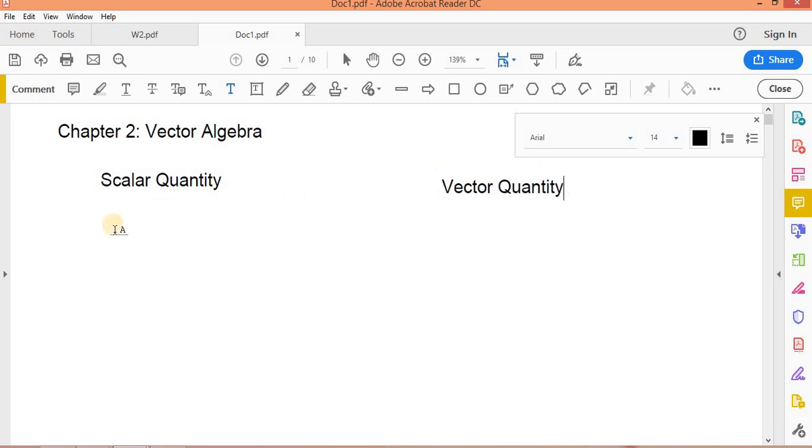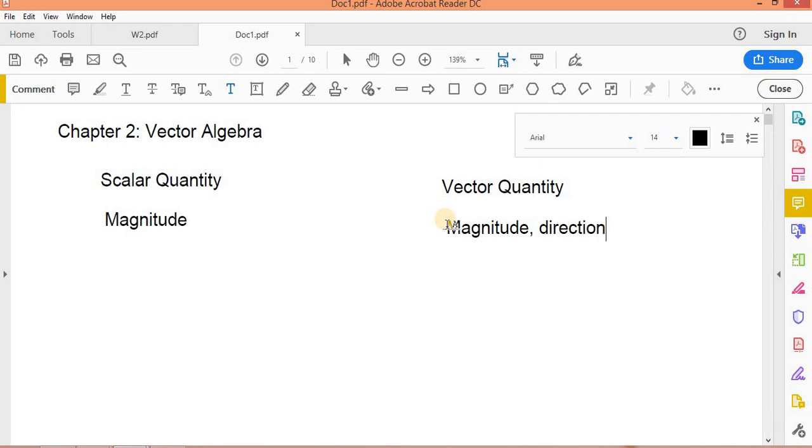So for scalar quantity, normally we only mention their magnitude. But for vector quantity, besides mentioning their magnitude, we have to mention their directions.